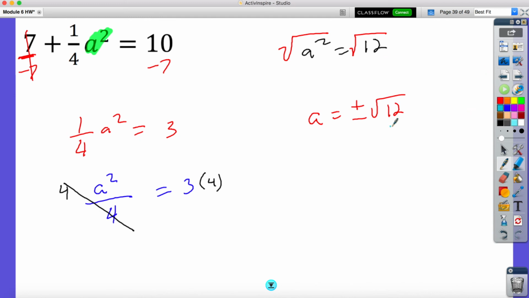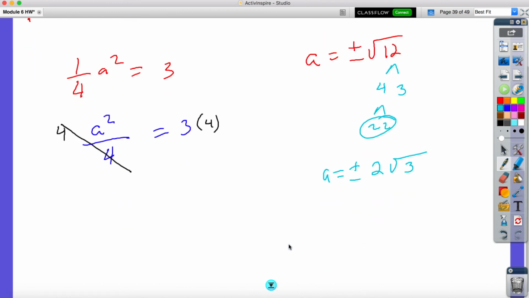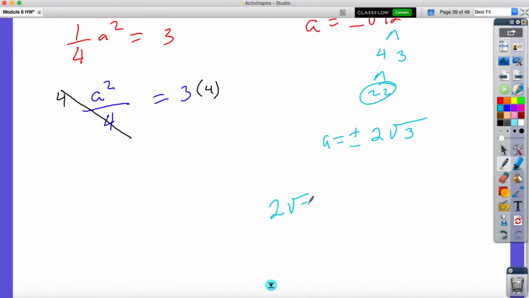I'm not 100% done yet because I need to simplify this. I need to see if I can reduce radical 12, which I can. And I have a pair of 2's, so I'm going to have a equals plus or minus 2. And whatever's left over, which is the radical 3. Okay? If you prefer, I do not mind. You'll get full credit if you wrote 2 radical 3 and negative 2 radical 3. You must have them both written down, or the plus and the minus.